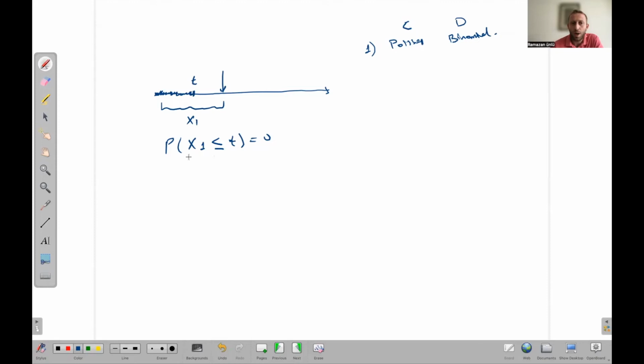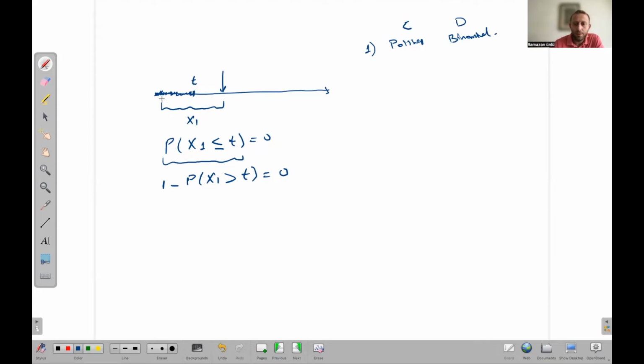That's why I can write the probability of x1 less than or equal to t is equal to 0. So I can rewrite this part as 1 minus the probability of x1 greater than t, right? I can rewrite this part.